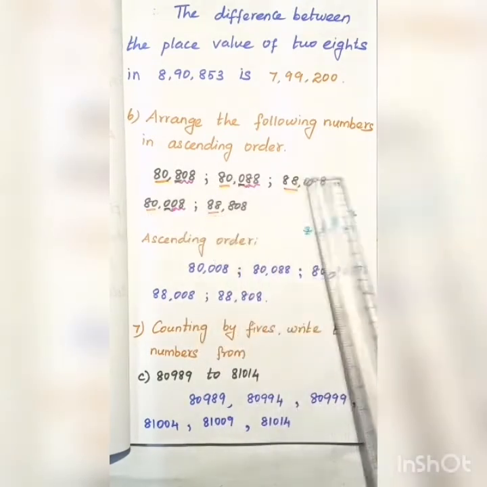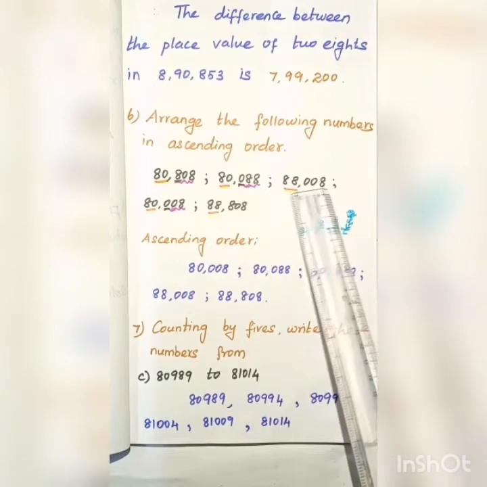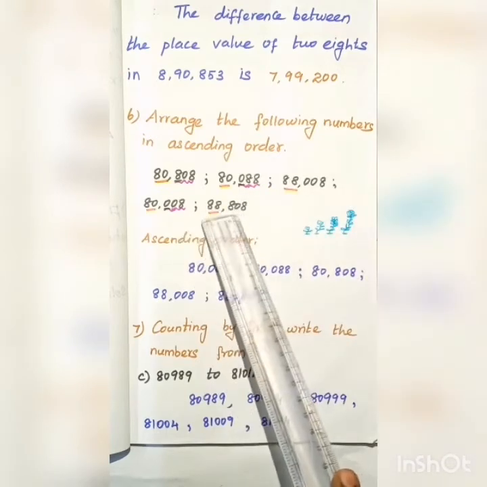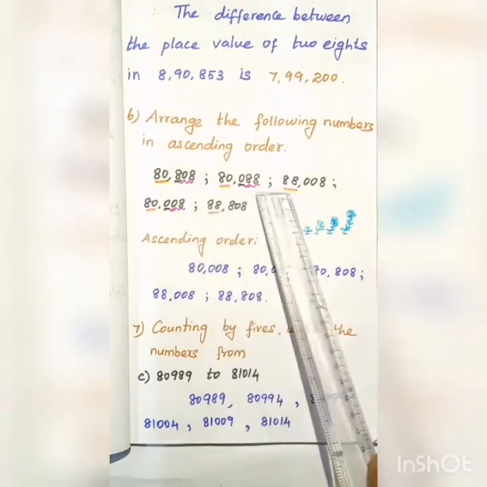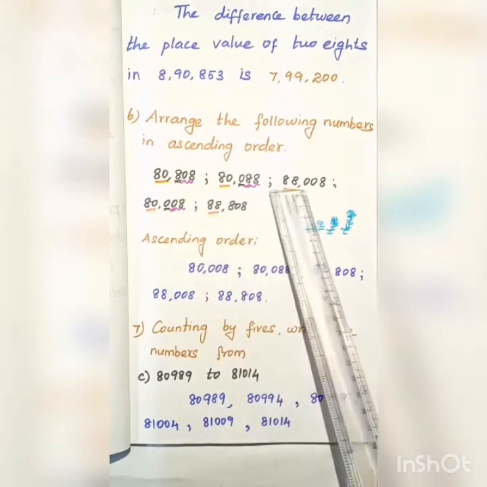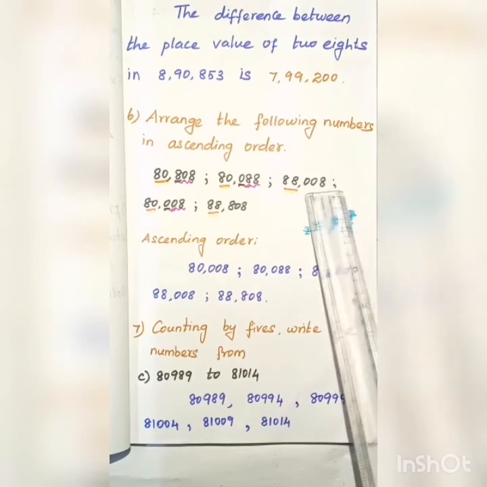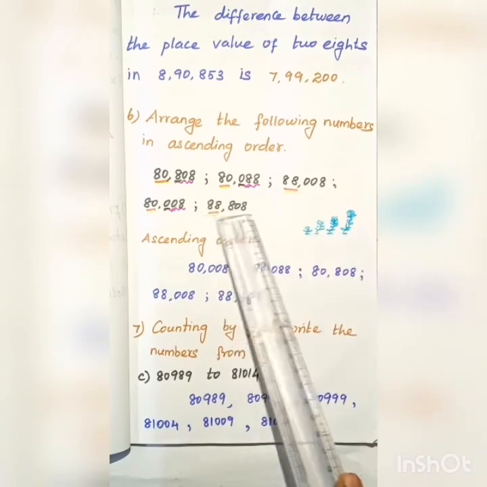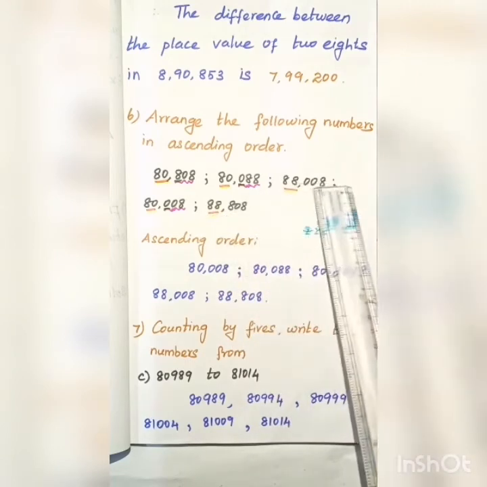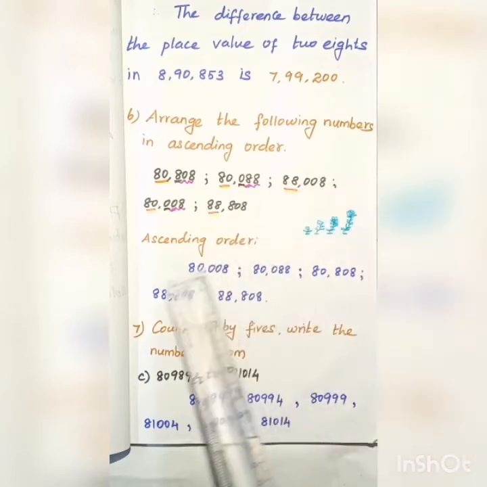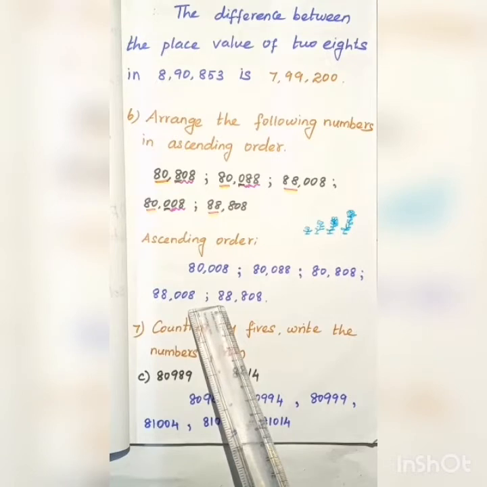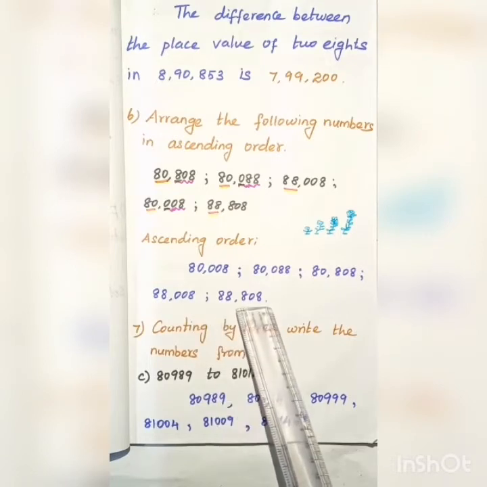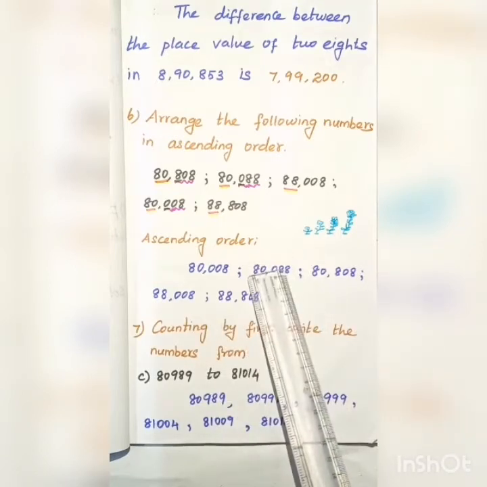Next, these are the next two numbers, 88,008 and 88,808. In these, there is 88 in the thousands place. So you have to see the next places. Here you have 8, here you have 808. So which is the smaller one? This is the smaller one. So next you write 88,008. Next 88,808. This is the ascending order.